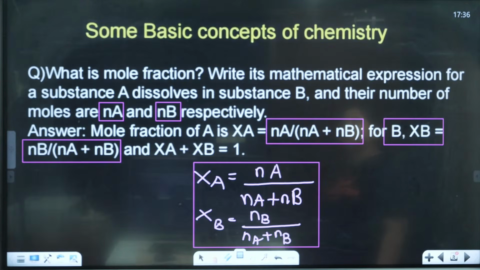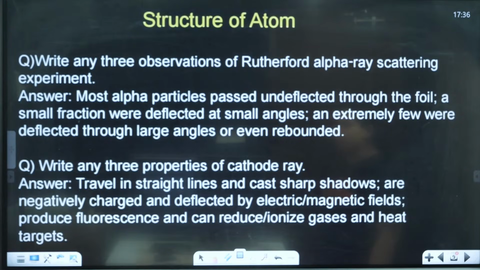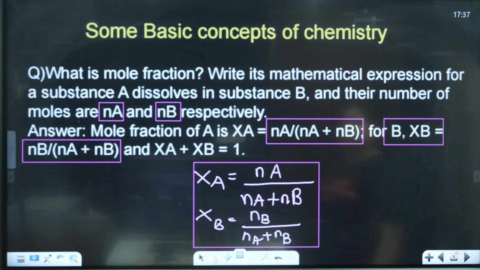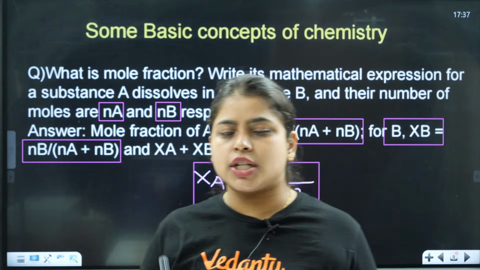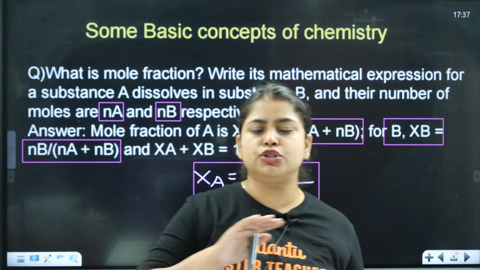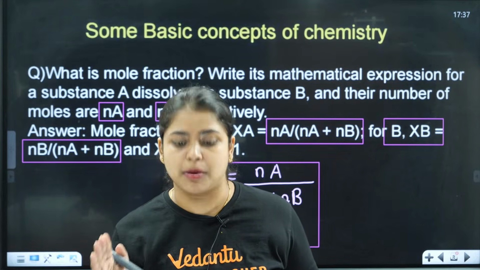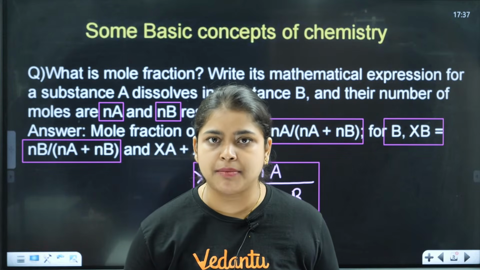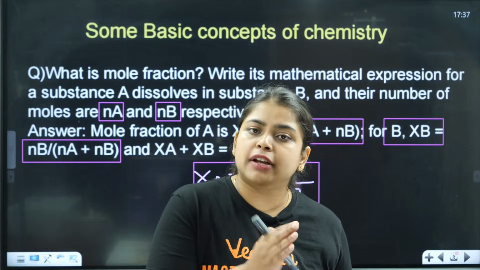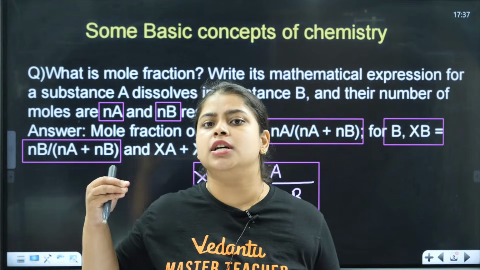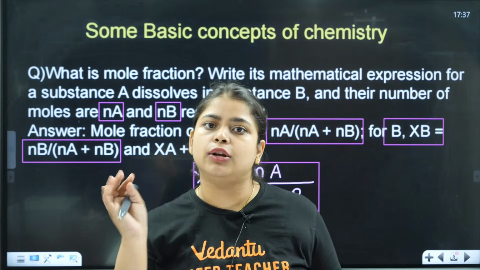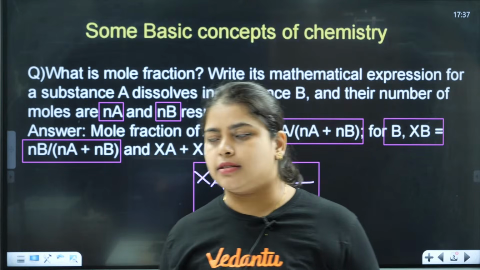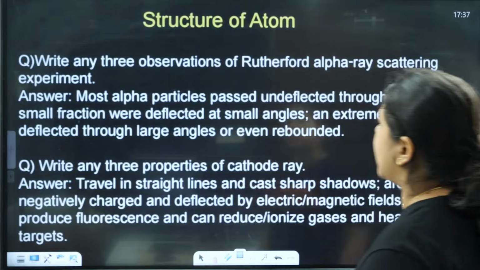The next chapter is going to be the structure of atom. Some basic concepts of chemistry had almost direct questions. All the questions I mentioned can also be included in 5 marks questions. I'll give you 5 marks questions separately also. But make sure such 3 marks questions have an 80% chance of being included there. Okay? So the next chapter we are going to go to is the structure of atom.